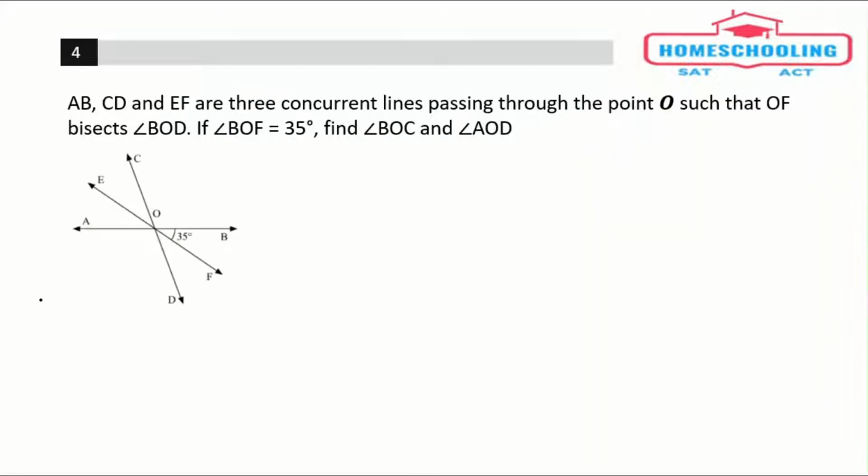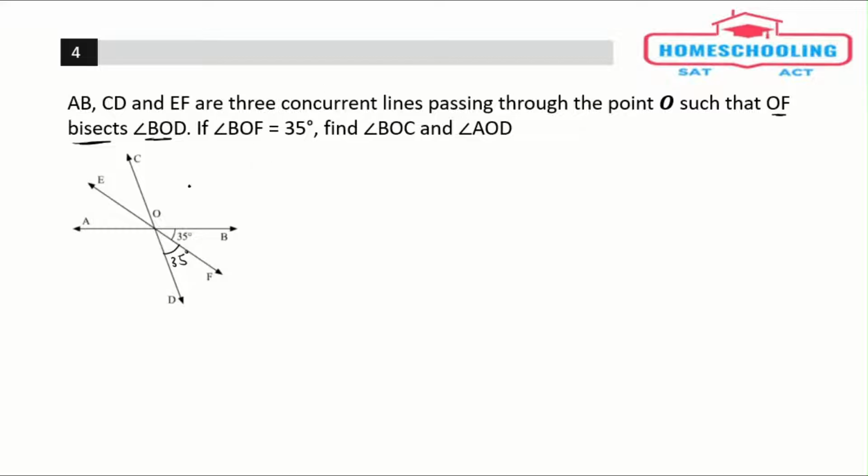Now moving to the next question. In the question, AB, CD and EF are three concurrent lines passing through point O, such that OF bisects angle BOD. So if OF is bisecting this whole angle, and this one is 35, then angle DOF would also be 35.